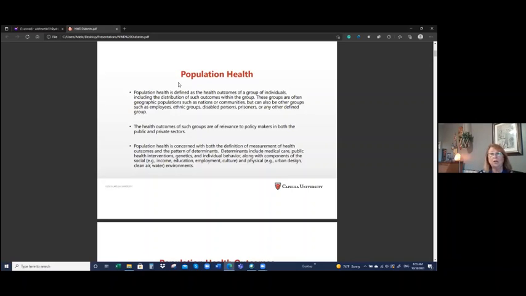So what we're really looking at is what influences population health. What makes a group of people healthy or not healthy? What gives them opportunities? Those are the social determinants of health, and we're going to talk about what those social determinants are.